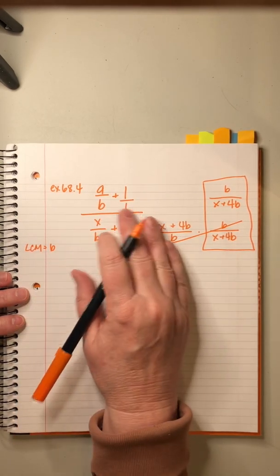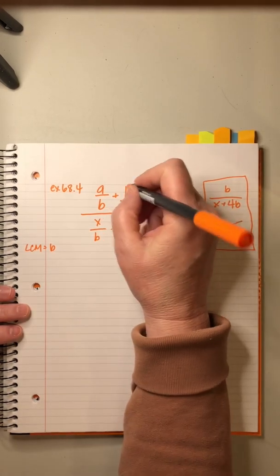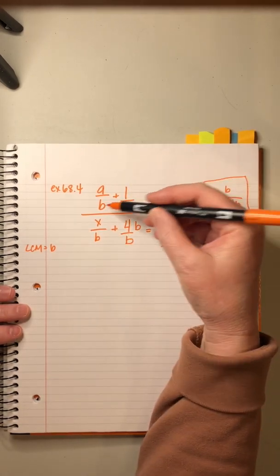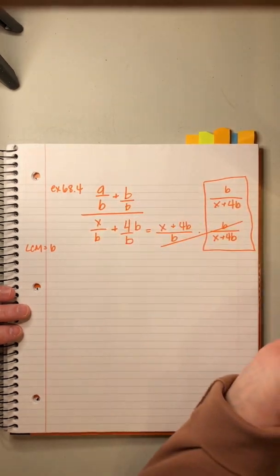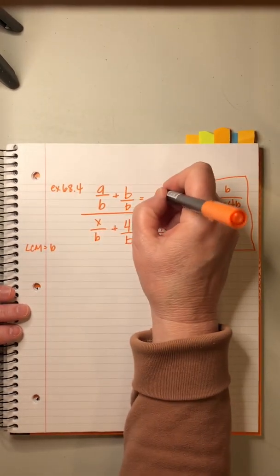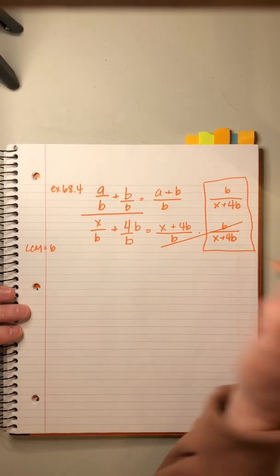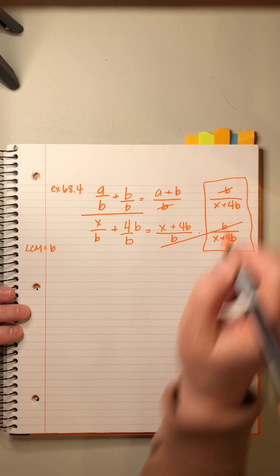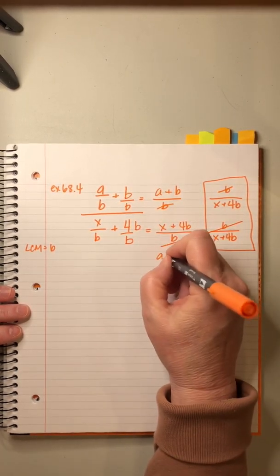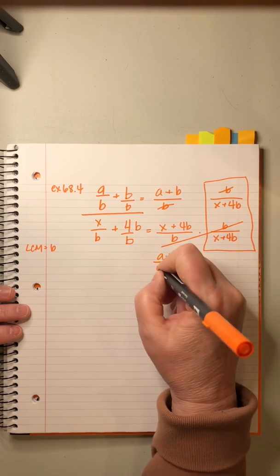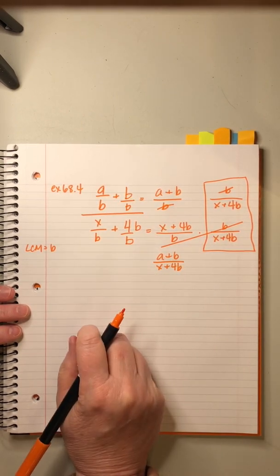Okay, my least common multiple is going to be b again. I have to smush here. I'm going to multiply 1 over 1 by b over b, and that's going to give me b over b. I'll just write it like that. Okay, these cancel. And my final answer is a plus b over x plus 4b. Yay.